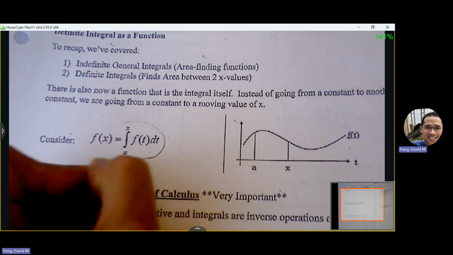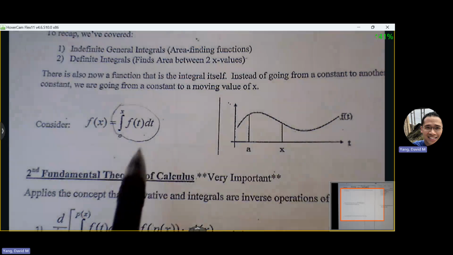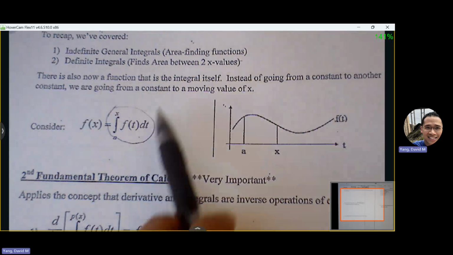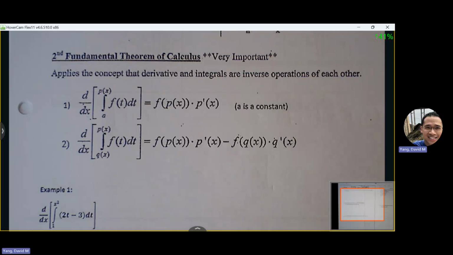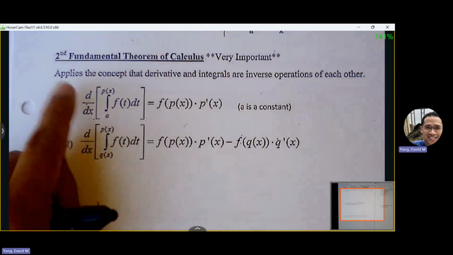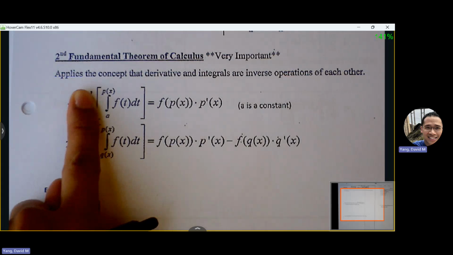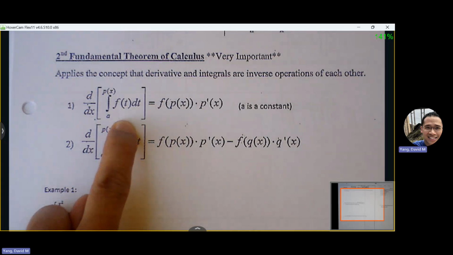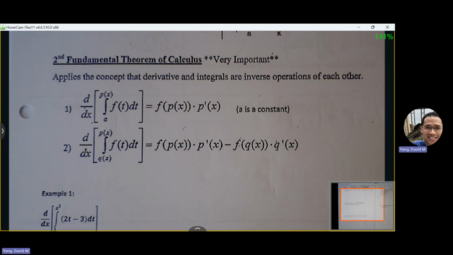So if there is a function that is the integral itself, we want to be able to know how to work with a problem that feels a little bit more messy in this form. So instead of going from a constant to a constant, we're going from a constant to a moving value of x. So this is what the second theorem means. Imagine you took the integral of some function, and then you turned around and found the derivative of that result. What do you think you're going to end up with? If you take the antiderivative of some function, and then you take the derivative of that again, that's the big idea: you end up in the same place.